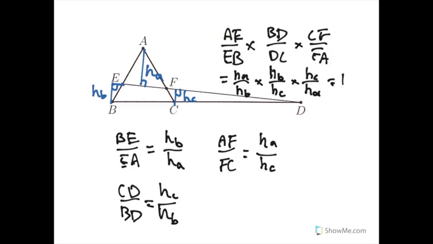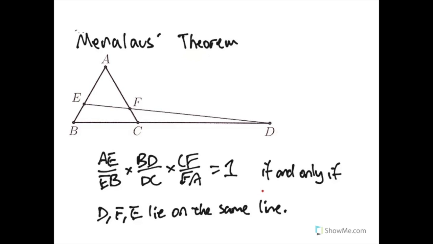Now Menelaus' theorem is very similar to Ceva's theorem in that it is also an if and only if theorem. I've only proven the if part, namely that if we're given that D, E, and F lie on the same line, then we know that this equation is true. But the reverse is also true, which is to say that it's also an only if statement. I'm not going to prove this reverse theorem here.